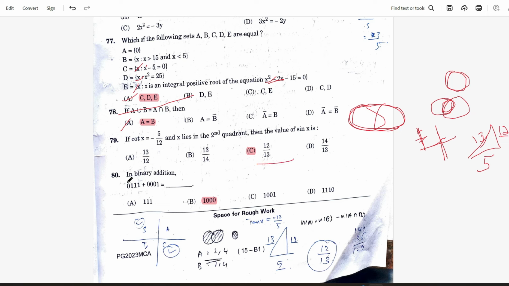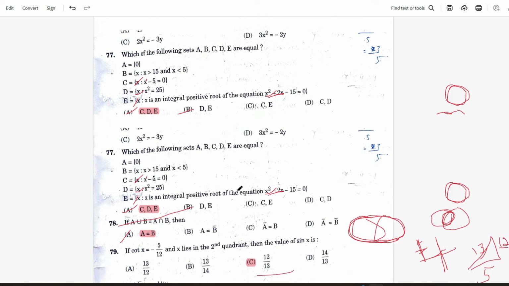The last question is a binary addition. If you don't know binary addition, you can do it easily like this: this is 1, 2, 4, 8, right? So you can convert this to decimal. This decimal is 1, this decimal is 7, so 7 plus 1 is 8. So convert 8 to binary. This is 8, like first position 1, 2, 4, 8. So 2 power 3 is 8. So B is the right answer.